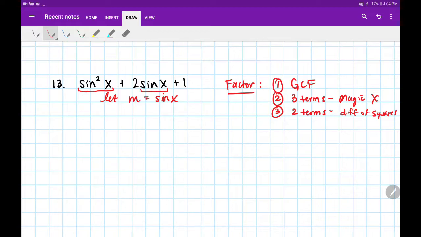So here, in my first term, I have sine squared x. So that means when I'm replacing it, this should say monkey squared, right? Because it's sine x times sine x. So that should be monkey times monkey. So monkey squared plus 2 monkey plus 1. Now, do you see how it's a lot easier to visualize how this magic x is going to work out?